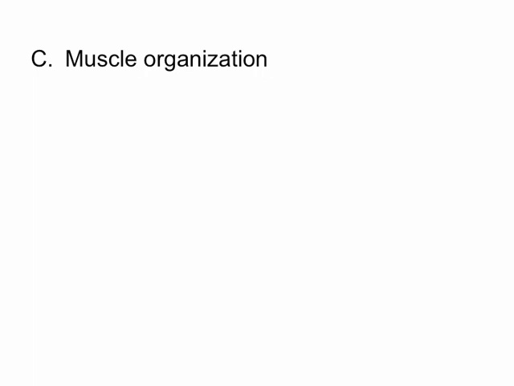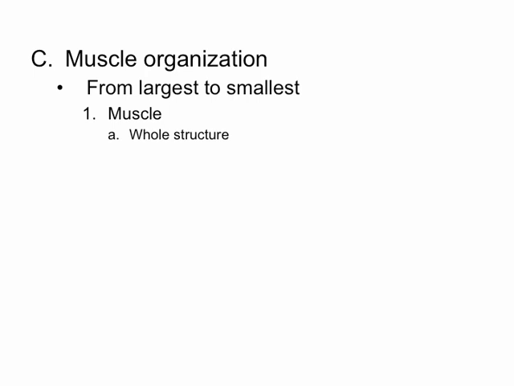We're now going to look at the organization of muscle. We're going to begin with the largest and move down to the smallest. So the largest organization is, of course, the muscle itself. This is if I were to get my scalpel out and dissect you, I'd be able to pull out individual muscles in your body and hold them in my hands. So the muscle is the whole structure.